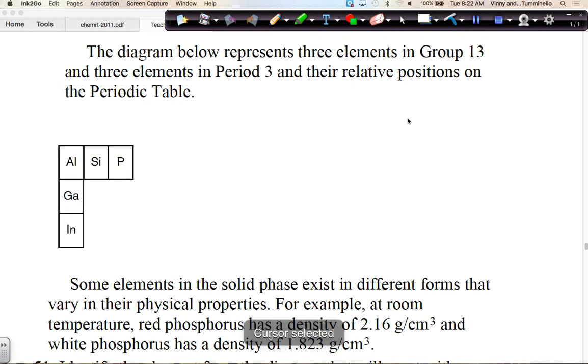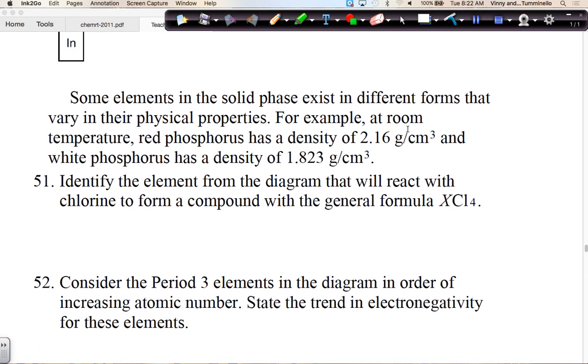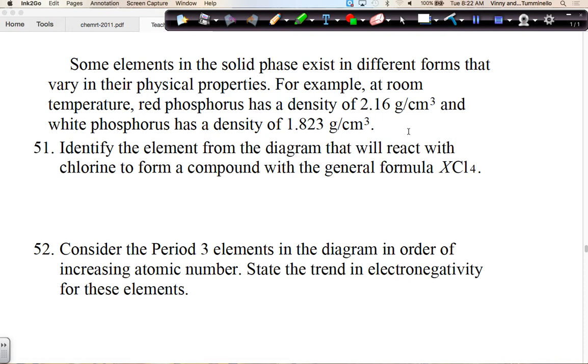Some elements in the solid phase exist in different forms that vary in their physical properties. For example, at room temperature, red phosphorus has a density of 2.16 grams per centimeter cubed, and white phosphorus has a density of 1.823 grams per centimeter cubed. In this part of the question, they are describing allotropes.